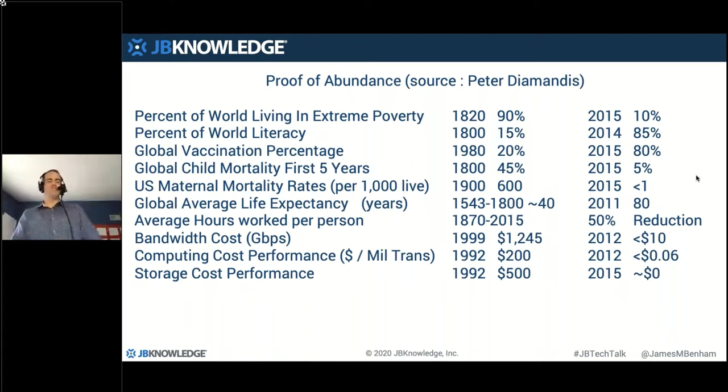Storage costs, 1992, a gig of storage was $500. Now it's functionally zero because it's less than a penny. You see, technology keeps getting cheaper and cheaper and more available. And what's happening is people are working less per week. Production rates are going up in every other industry except construction, by the way. And so there's all kinds of interesting things going on that I think it's important that we acknowledge.